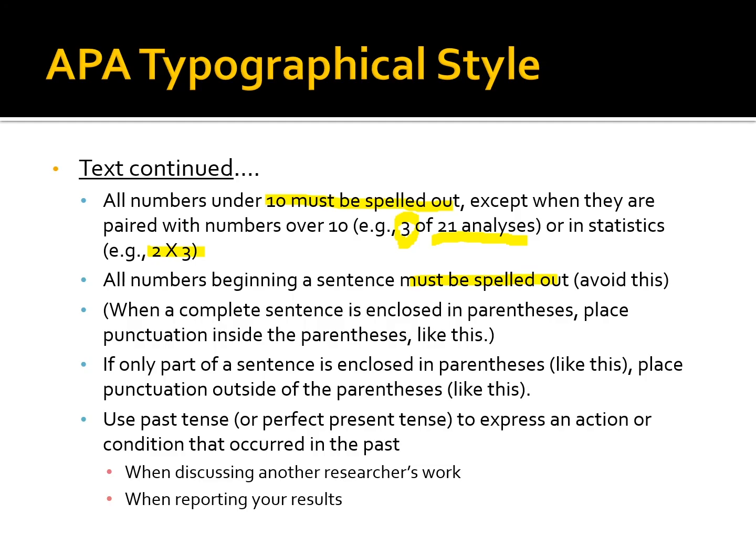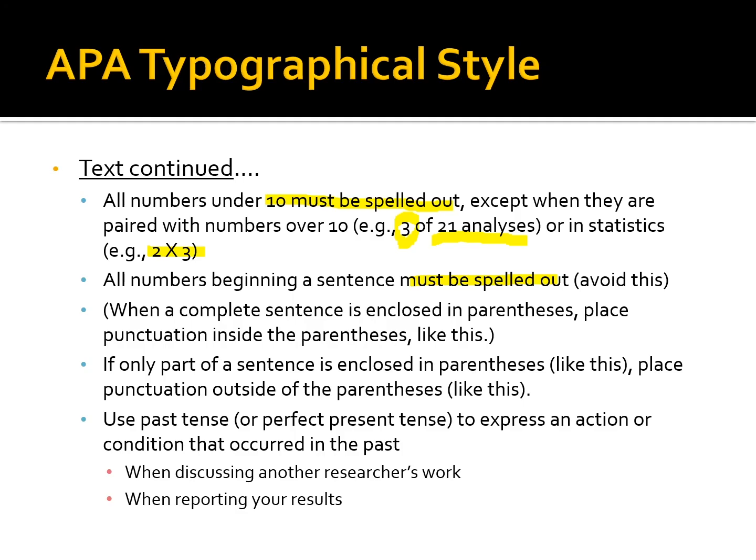All numbers that begin a sentence must also be spelled out. So I would avoid this. So for instance, if you're typing out 231 participants, you start the sentence that way, 231 participants, you're supposed to spell out 231 because they're at the beginning of the sentence. Okay, so it doesn't matter that they're over 10. If they're at the beginning of a sentence, they're supposed to be spelled out.